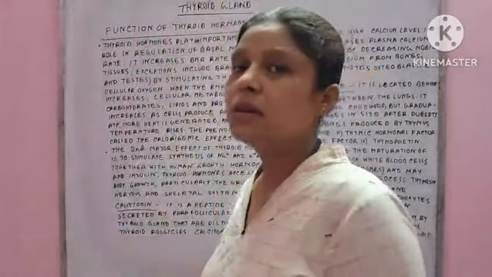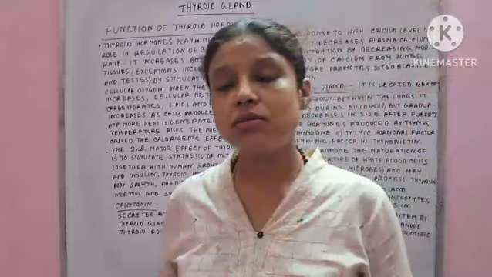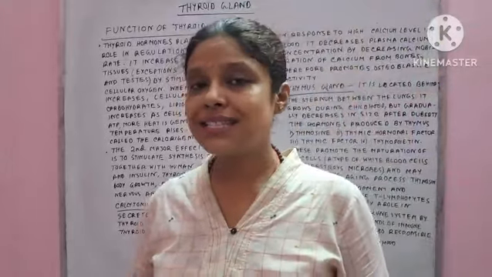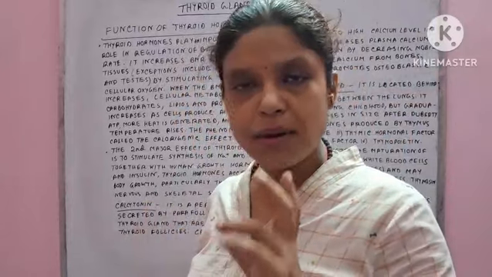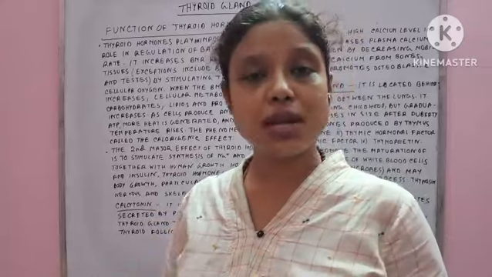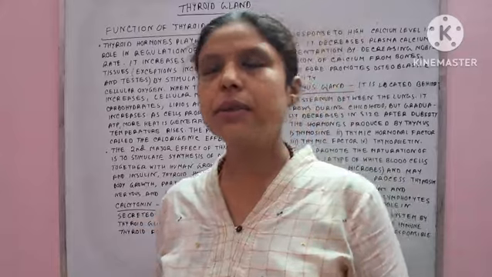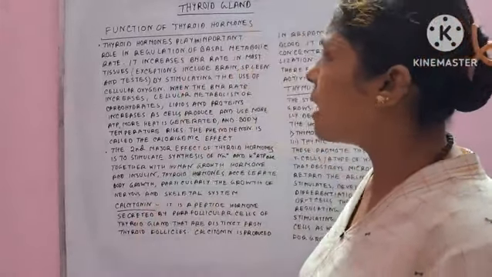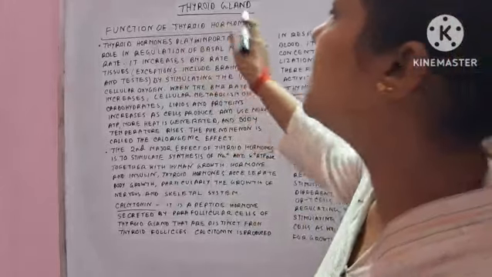The thyroid gland, part two. So you just check out the first part of the thyroid gland, where I totally explained the thyroxine hormone, the production of the thyroxine hormone, which hormones are produced from the thyroid gland, and the structure of the thyroid gland. Here I will try to explain the function of the thyroid hormones.